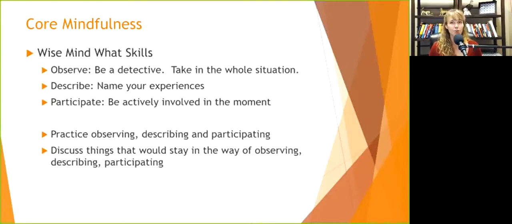A lot of times people who have high levels of emotionality have been invalidated and shut down so many times that it stands in the way. They don't even want to open up to somebody else because they don't want to feel invalidated again. So we start talking about what that looks like and how to create a situation where it would feel safe to observe, describe, and participate.